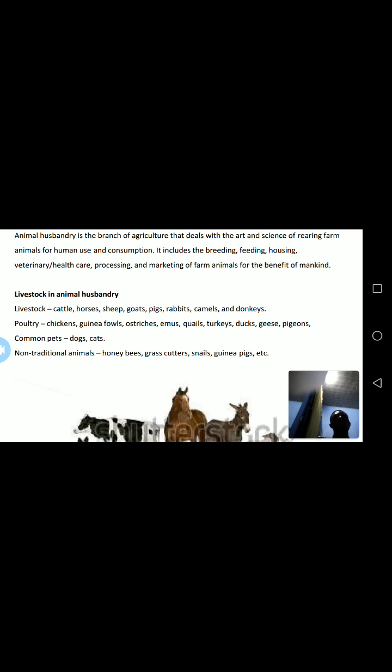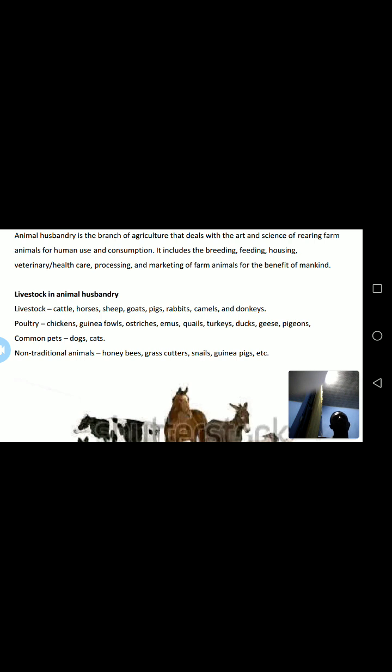What are livestock? One, we have cattle, horses, sheep, goats, pigs, rabbits, camels, and donkeys. They fall under the aspect of livestock farming or livestock husbandry. The second one is poultry. Poultry includes chickens, guinea fowls, ostriches, emus, quail, turkeys, ducks, geese, and pigeons. These are birds that are kept, and they are under poultry. Then we have common pets, which are dogs and cats.